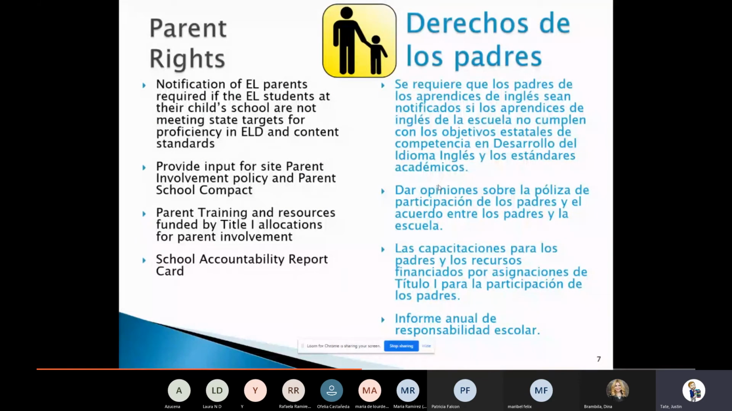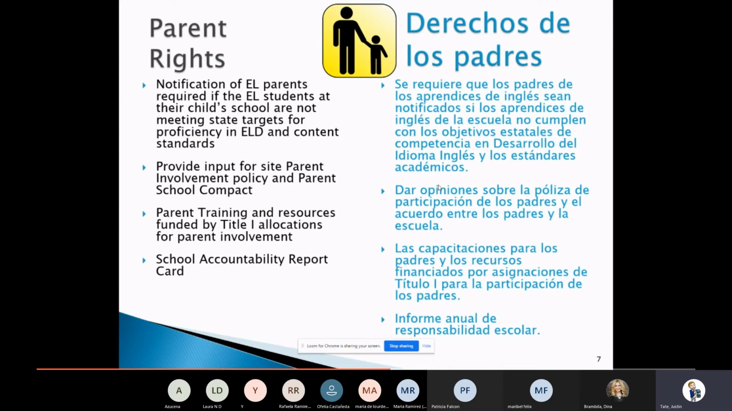Other parent rights include notification of English learner parents. This is required if the English learner students at the child's school are not meeting state targets for proficiency in ELD and content standards. Also, to provide input for the site parent involvement policy and the parent-school compact. That will be taking place following this meeting or at a future meeting.